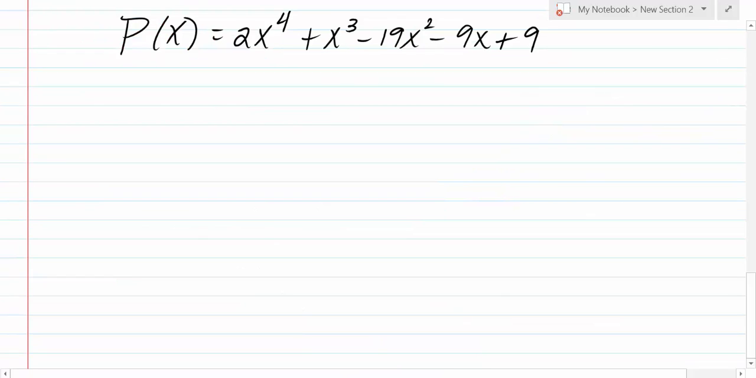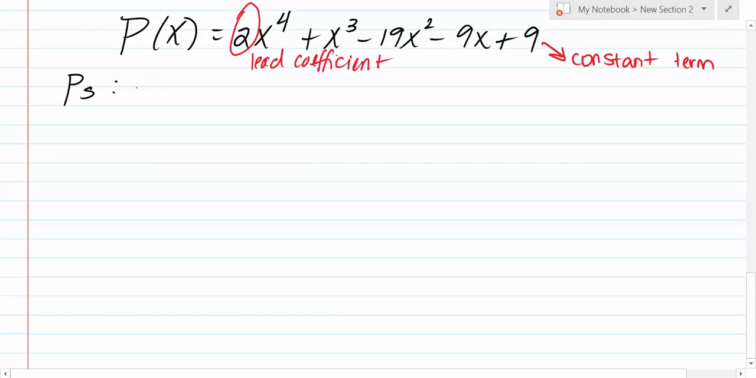So now let's look at another example. Again, I'm going to use the rational root theorem to factor this polynomial. I'm going to start by listing my p's, which again are the factors of our constant term. In this case, our constant term is 9, and our lead coefficient is 2. So I'm going to write down a list of the factors of 9, and then the list of the factors of our lead coefficient 2.